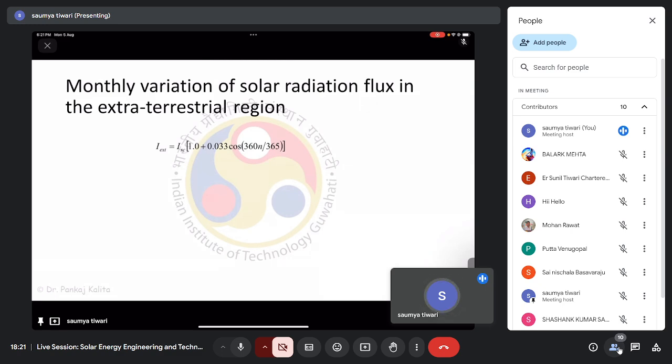In the last lecture, we discussed how solar radiation propagates through the extraterrestrial region between Sun and Earth, and how it propagates from the extraterrestrial to the terrestrial region and then onto the surface of the Earth. The distance between Earth and Sun is not constant throughout the year, so there is a variation of the solar radiation flux, and how this variation takes place is given by a mathematical equation that you can see here.